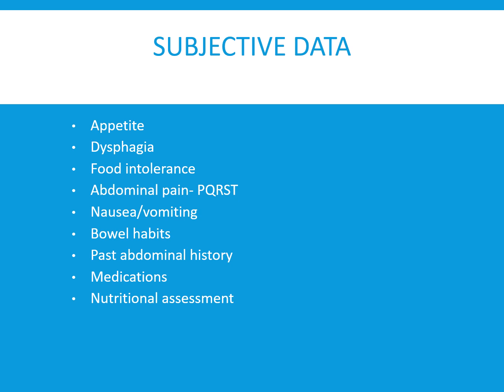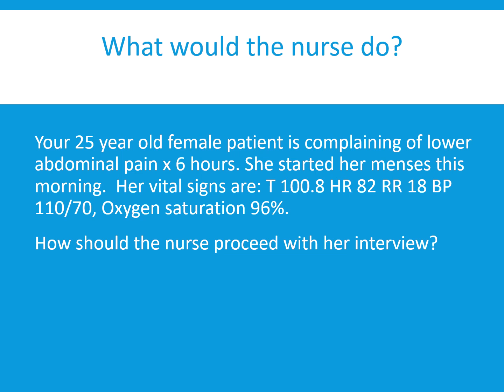What are their bowel habits like? How often do they go? What color and consistency is it? Do they use laxatives or stool softeners? Do they have any past GI disease, any surgeries? Do they smoke, drink alcohol? Do a nutritional assessment. So ask for that 24-hour diet recall to get a good idea of how they eat on a daily basis.